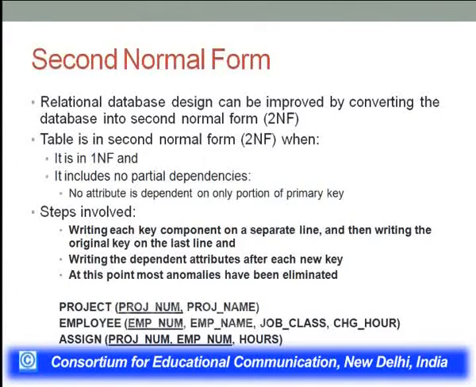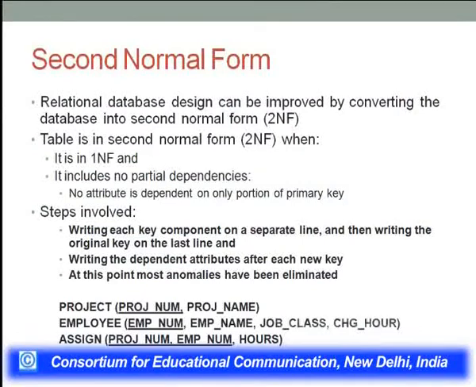Relational database design is further improved by converting the database into second normal form. Second normal form basically means that the precondition is that the table should be in the first normal form. It means that the table should have a primary key which has been identified, there should be no null values in the table, and there should be no repeating groups in the table.